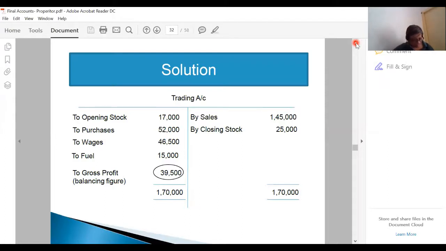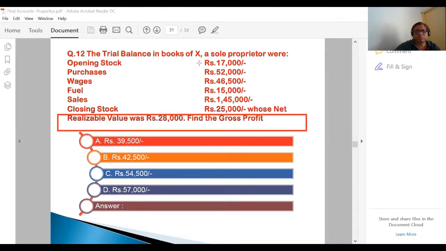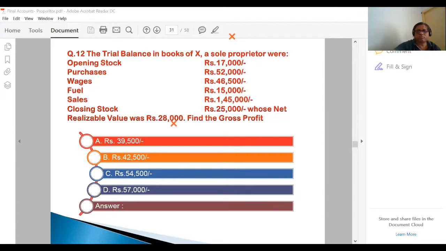Sir, what is net realizable value? Net realizable value means, for example, there is a machinery and we sell it, we take that sale value. That is net realizable value. That data we should not consider. That is additional information. So we should not take this. Okay, sir.